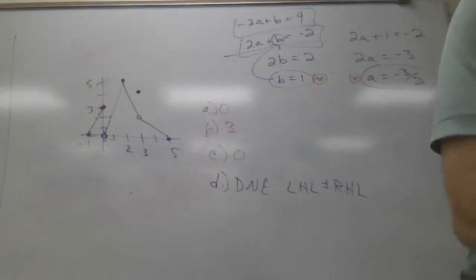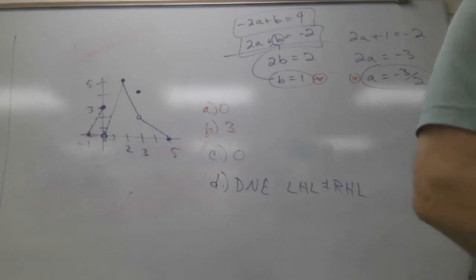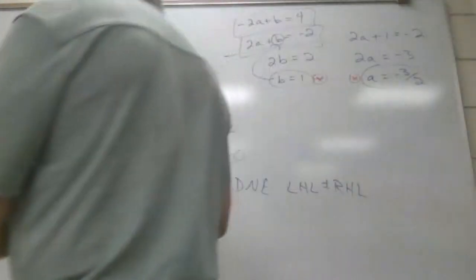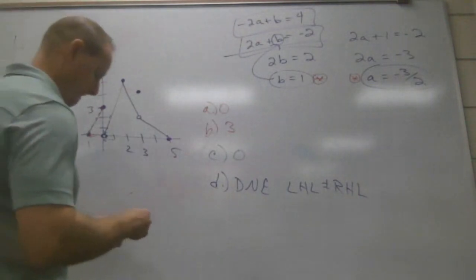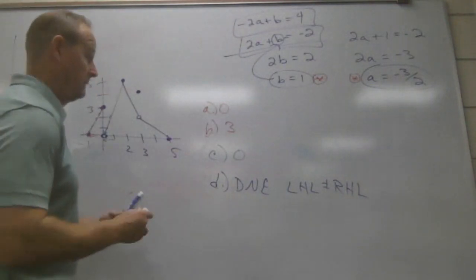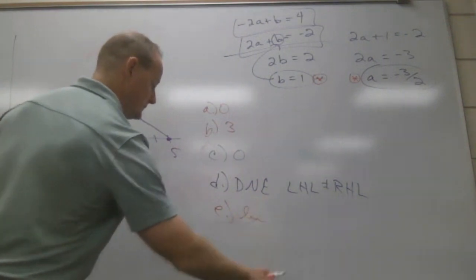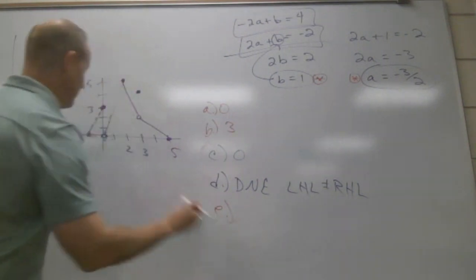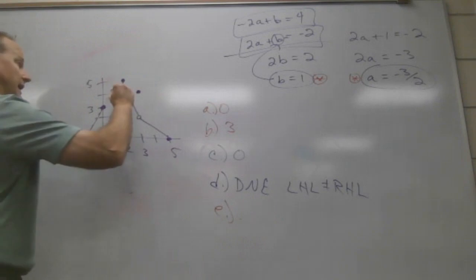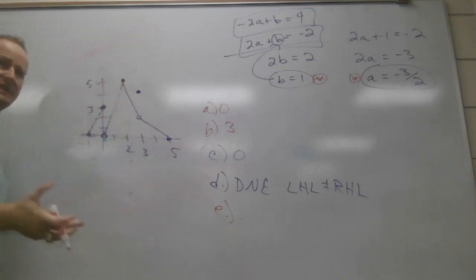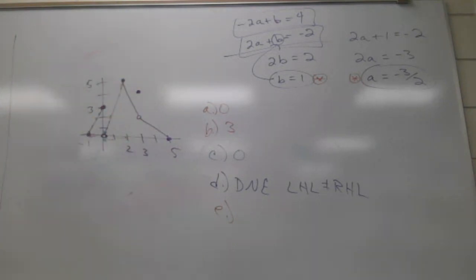Okay. And then E, what's that one? Who's up? Limit as x approaches 2 from the left of f of x. X approaches 2 from the left. Yeah, it's approaching that height. So once again, if you see the picture, if you see the graph, pretty easy. That's one.